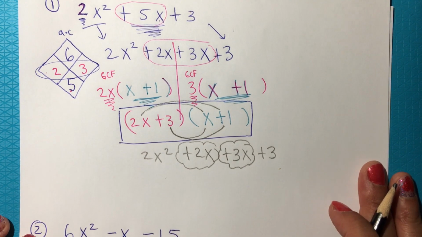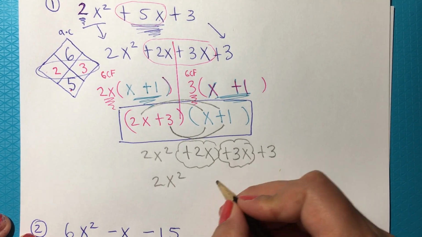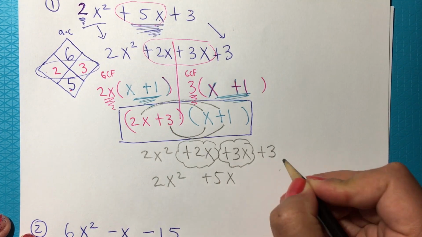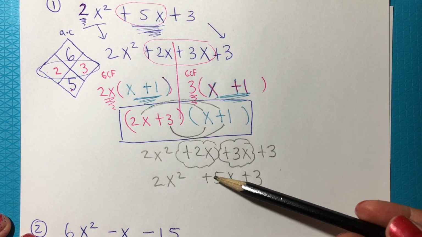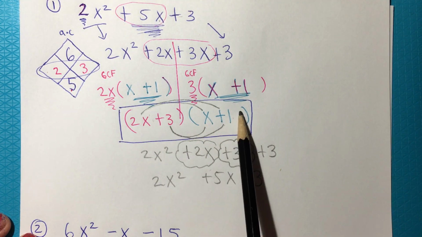And we get 2x squared. 2x plus 3x is 5x. And 3. If you notice, we did get the same thing. So that means that our two factors are correct.